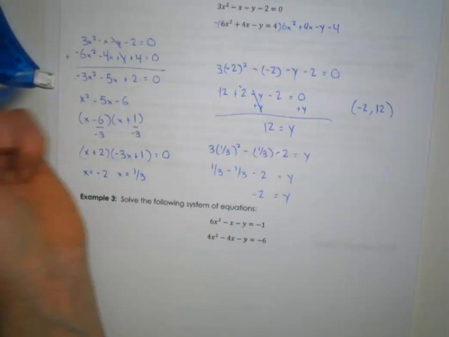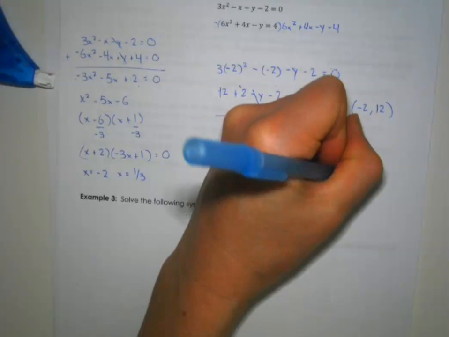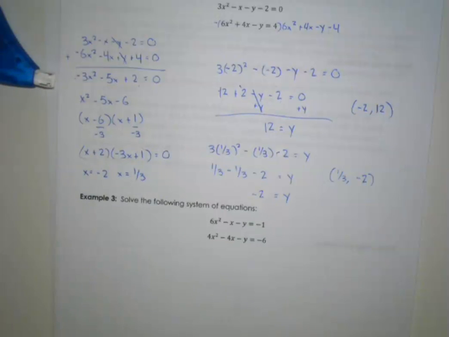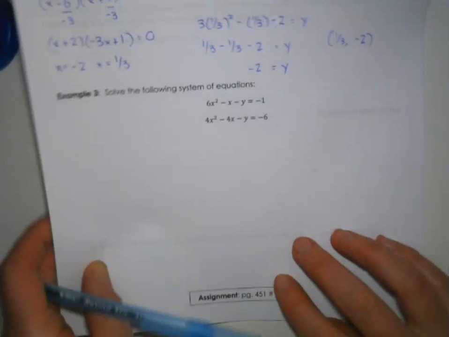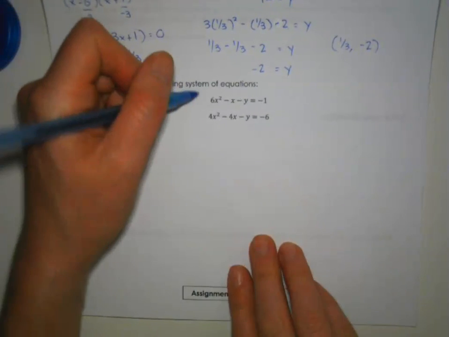And so our final solution would be x equals 1/3, y equals negative 2. Okay, so those are our two solutions, and again, you can always go in and check those out graphically. All right, one more quadratic. Let's solve this one by substitution.